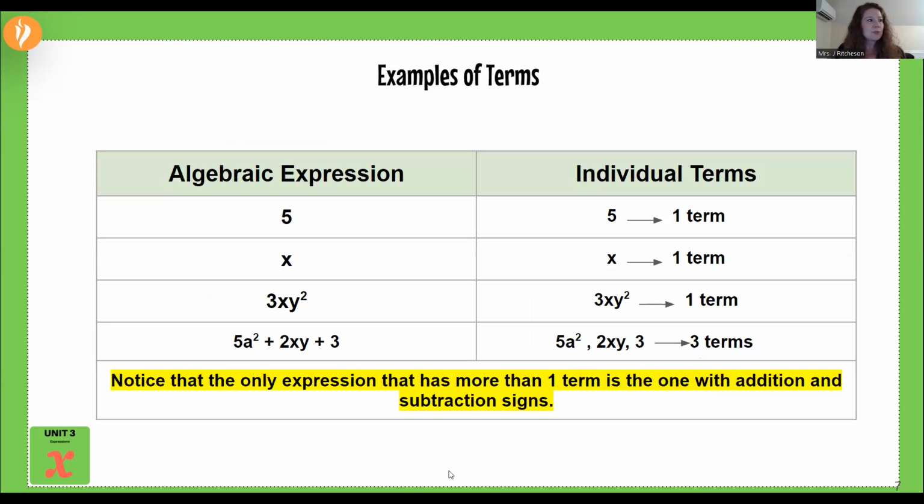So these are all examples of terms. You can have just a number by itself, which is a constant. That's one term. You could have a variable by itself. That's also one term. This whole thing right here, since there are no plus or minus signs anywhere in it, 3xy squared, makes up one term. And down here, we have an expression made up of 3 terms. We have positive 5a squared, positive 2xy, and positive 3. So 3 terms on the last example.